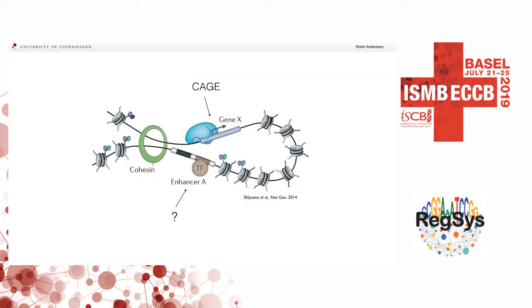All right, so we can use CAGE data to infer transcription start sites and to map core promoter elements, and that tells us quite a lot about gene promoters. But in order to model transcription regulation, we also need to know about the activity of enhancers.